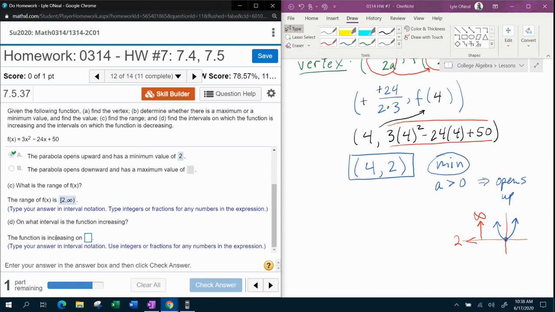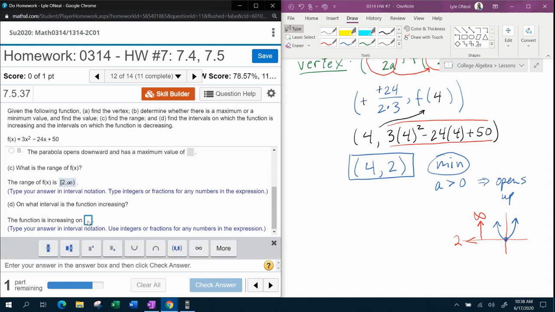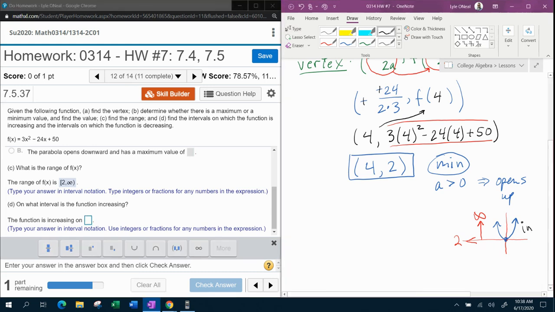Now it says the function is increasing on. Increasing. So again, if we come over here and look at our little graph, we can see that the function is increasing from the vertex to infinity. Okay, so from wherever the vertex is here, which the vertex starts at 4, and going all the way to infinity, this function will be increasing. Do you see that? From the vertex, which starts at 4, all the way to infinity.